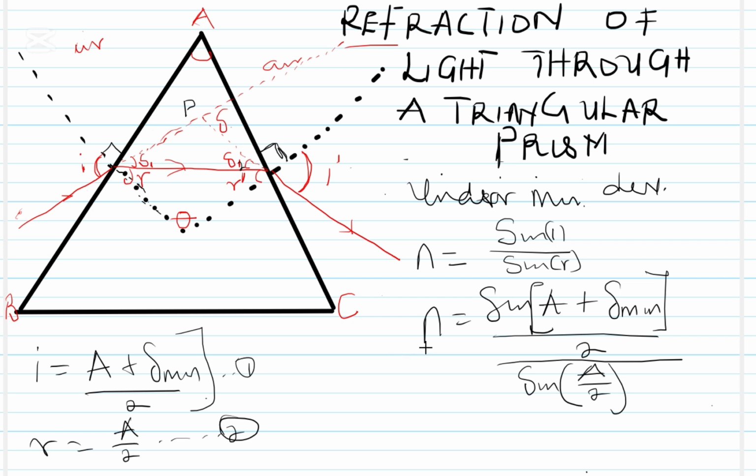It means that the refractive index is equal to sine of A plus delta minimum over 2 divided by sine of A over 2. This means that if you know your apex angle or the angle of prism, and you know your minimum deviation angle, you can use them in this formula to get the refractive index of the material, which is in this case the prism. And this is how it works.